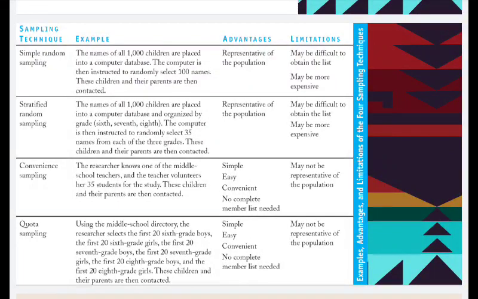And lastly is the quota sampling, non-probability. Now, using a middle school directory, the researcher selects, no? So, may quota na siya. Yung pipiliin niya na quota, 20 lang, no? Selects 6th grade boys, 6th grade girls, 7th grade boys, 7th grade girls, 8th grade boys, and 8th grade girls. Now, these children and their parents are then contacted. So, may quota, kinukota niya po yan. Advantage dito is that simple lang, easy, convenient, no complete member list needed. And limitations nga lang dito, may not be representative of the population.